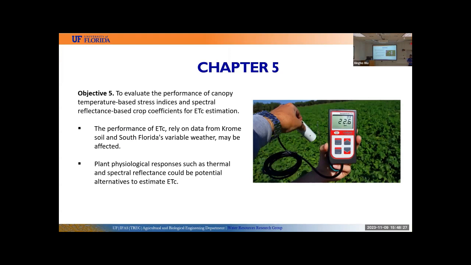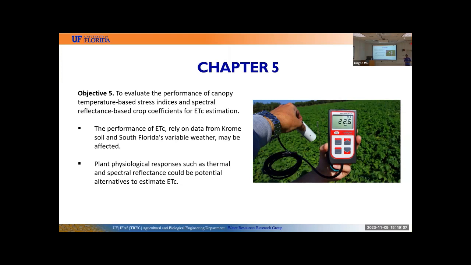Chapter 5, we don't have results for this chapter, but the objective of this chapter was to evaluate the performance of canopy temperature-based stress indices and the spectral reflectance-based coefficient for evapotranspiration estimation. And why we are interested in this objective is that in South Florida, as I was mentioning before, we have very difficult soil, and in addition to that, our weather is very variable. So any evapotranspiration estimation method which depends on soil and weather might have some uncertainty. I'm not saying that it's good, but there may be some uncertainty.